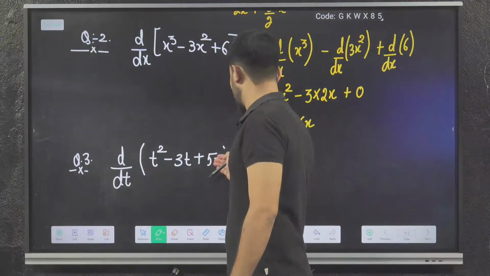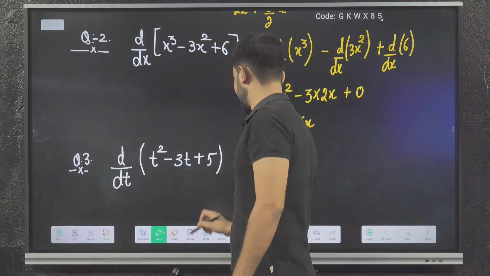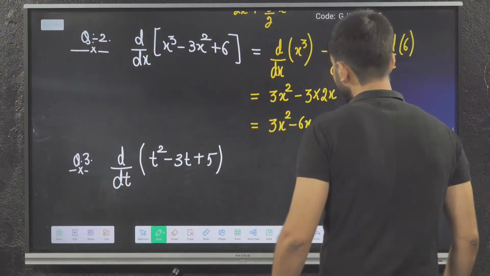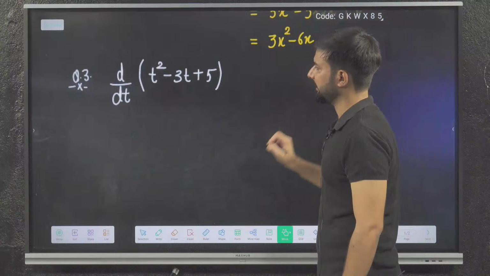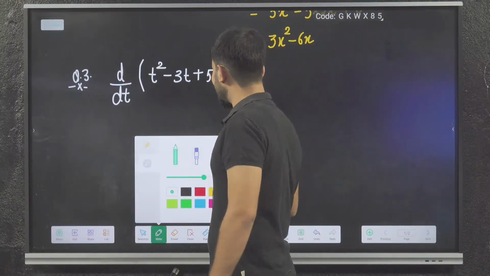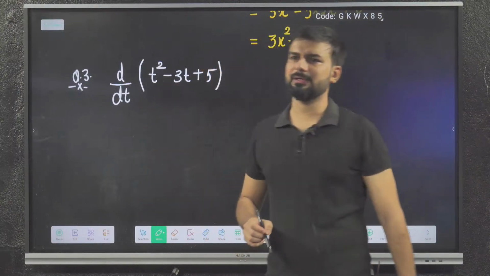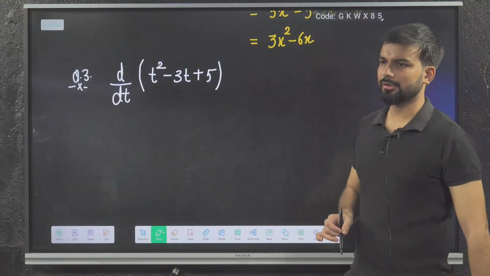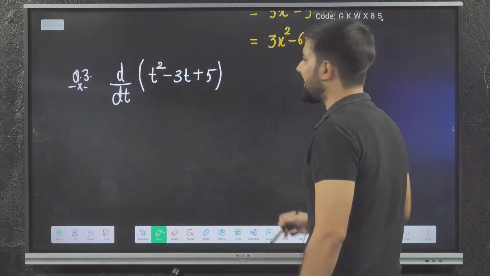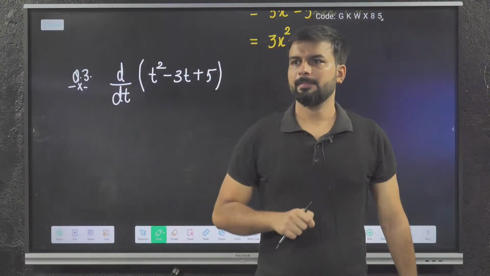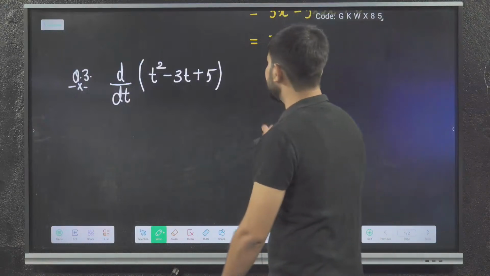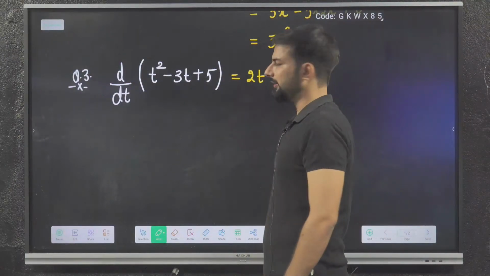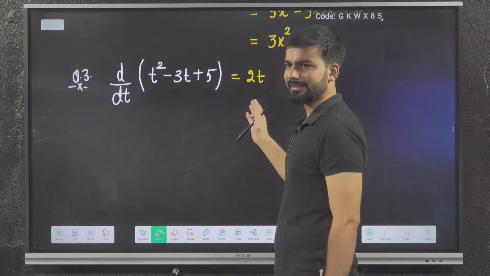Sorry, this is only like this: t square minus 3t plus 5. Similar kind of question. Instead of x, this time what is the variable we are having? t. t is the variable. Very good. This is 3. Why is everyone writing 2 here? So the answer will come out to be, what is the differentiation of t square? It will be 2t.